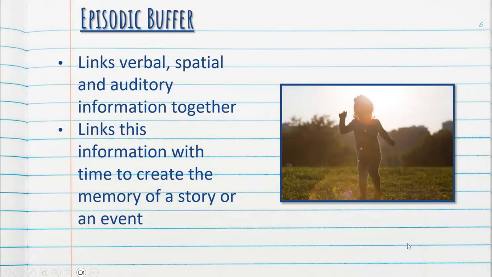Now the episodic buffer links the verbal, spatial and auditory information together. It links information with time to create the memory of a story or an event based on the information that we are being presented, if it is obviously episodic. However, our phonological loop and visuospatial sketchpad will process the semantic memories based on what we see, what we hear, what we read, etc.